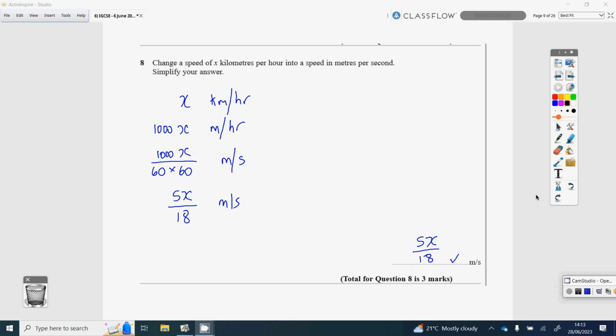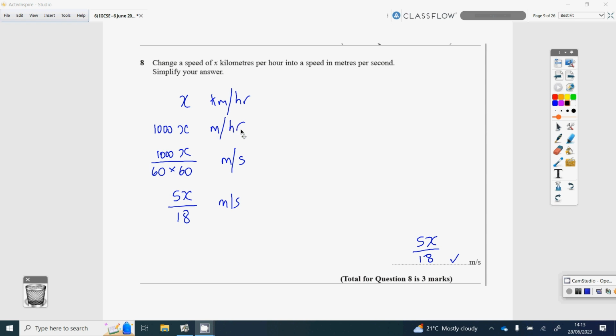Question 8. Now we're being asked here to change x kilometers per hour into a speed of meters per second. So we've got to go from kilometers per hour to meters per second. So I think it's best just to do this step by step. A kilometer is how many meters? It's 1,000 meters. So to go from kilometers to meters, we're going to multiply by 1,000. So that's 1,000x meters per hour.